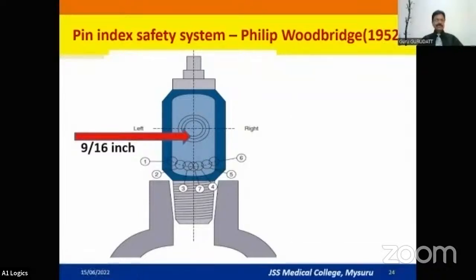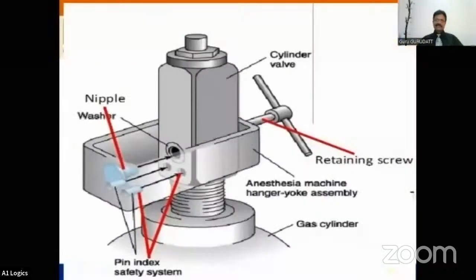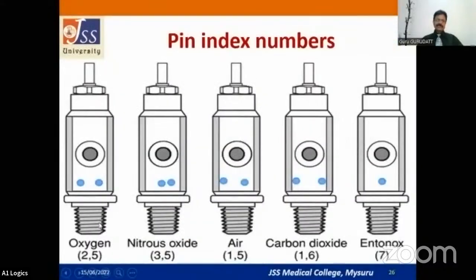Again, you will be asked about the diameter of these holes. Other than the radius of curvature of 9/16 of an inch, the diameter of each hole is about 4.75 millimeters, because the pins have to go into these holes. The diameter of the pins is 4 millimeters. The diameter of the holes is 4.75 millimeters. The depth of these holes is 6 millimeters. That means the length of the pins is also 6 millimeters. These few measurements you should always know. And also you should know the pin index of each of these gases. The pin index of oxygen is 2.5.